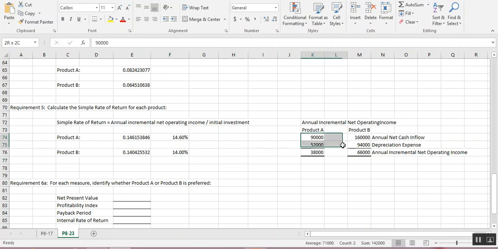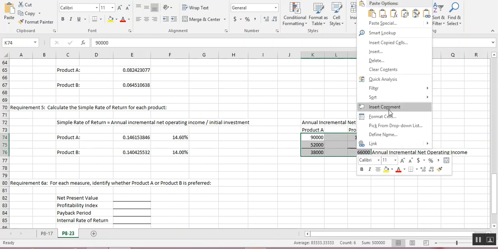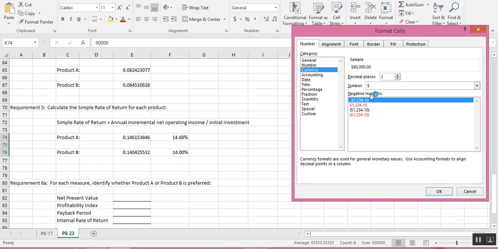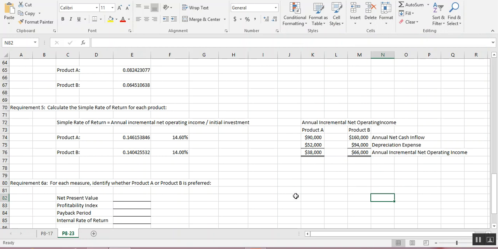Phew. So now let me fix, that's bugging me. It's the accountant in me coming out. I need some formatting here. All right, so now it's pretty.